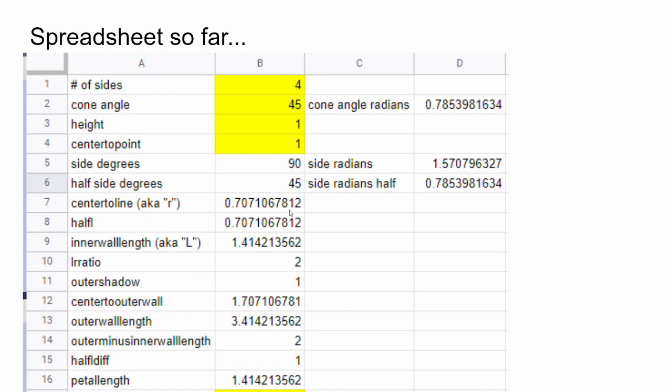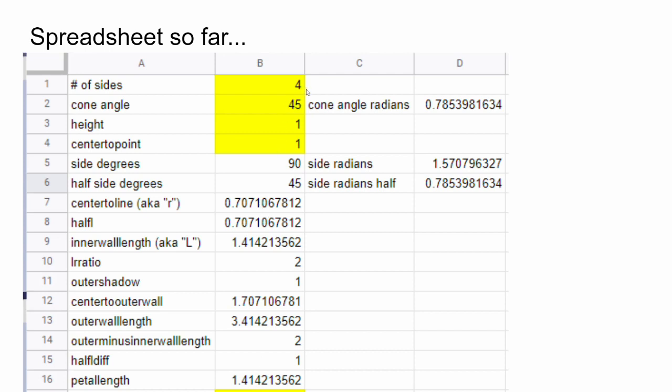So our spreadsheet so far, I've moved some things around. And again, yellow means these are variables and you can edit. Everything else is just calculated. I think we left off at row 10 where we had figured out the LR ratio. Now we figure out the outer shadow R, the center to the outer wall, and from that the outer wall length, the outer minus inner wall length, half of that difference, which will be useful later, and the petal length, which will be useful later.